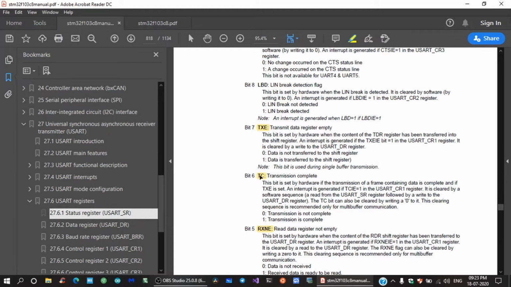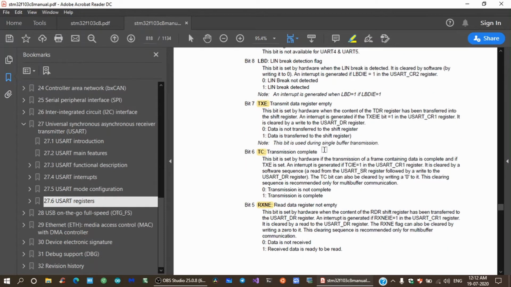Similarly, when transmission is completed, meaning the data is sent out from the STM32, the transmit complete bit is set. So once the transmit complete bit is set, we are ready to transmit the next byte by writing to the transmit data register. These bits are set automatically by the hardware. So before we do anything, we need to clear these bits. For clearing these bits, we need to read the data register.